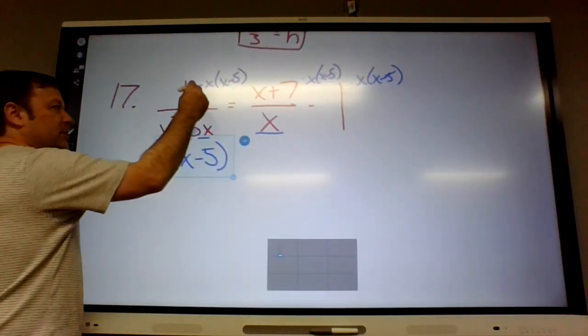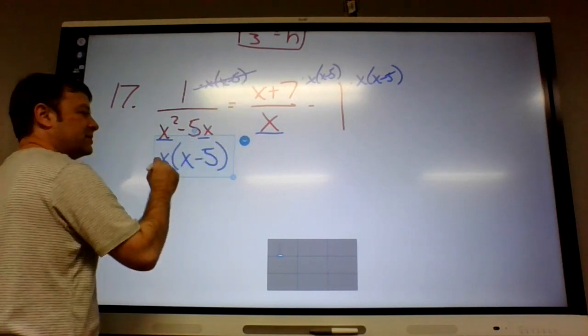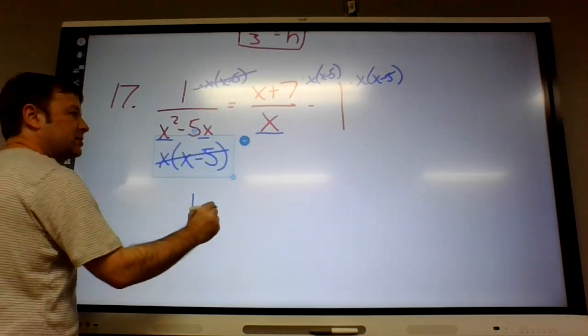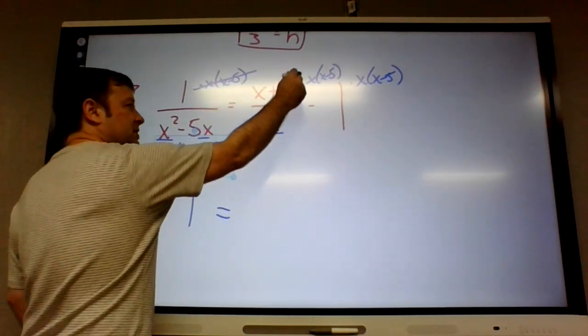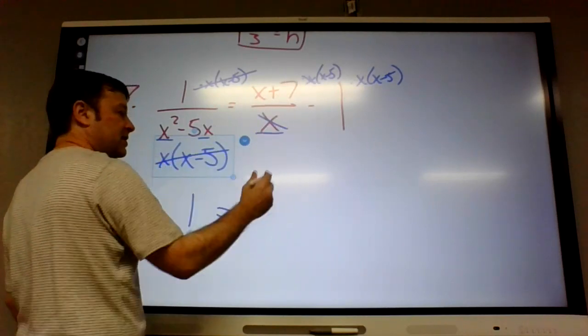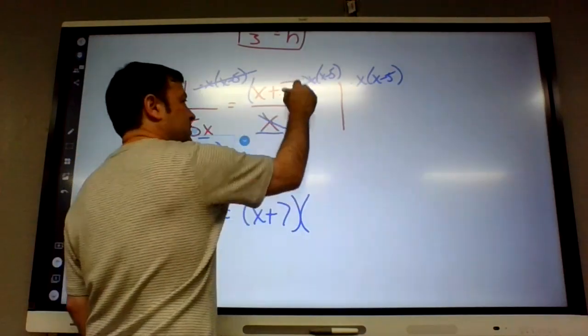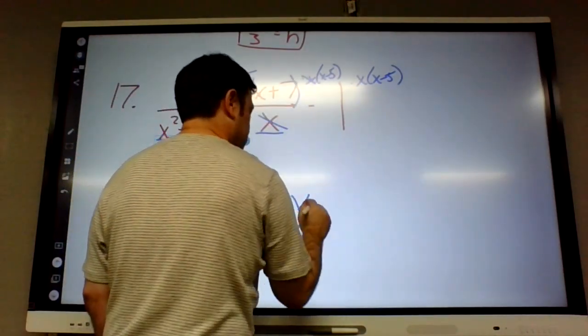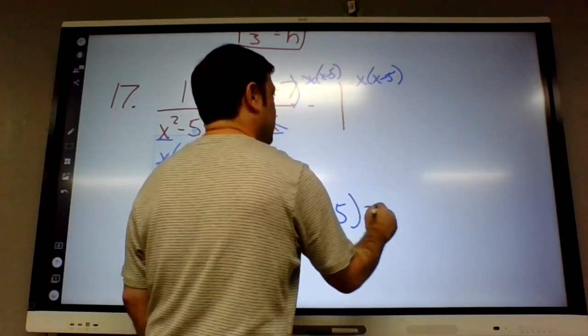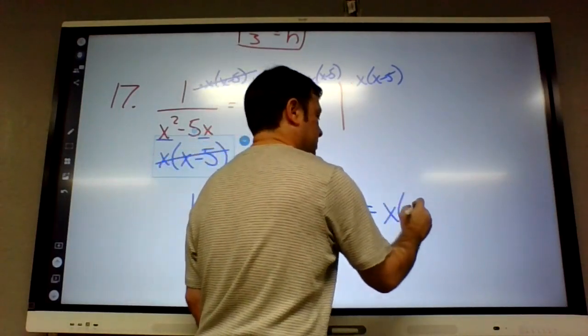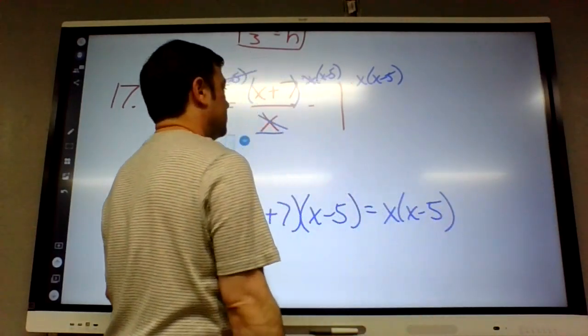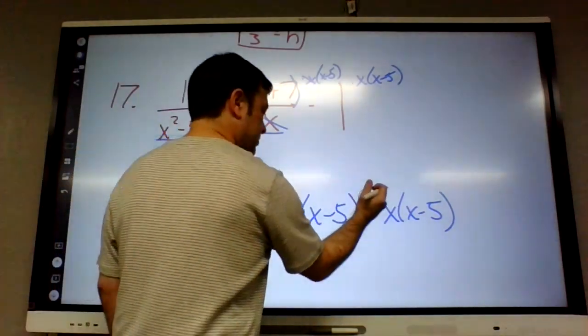So in this first term is the easy one because everything cancels out. So it's just a 1. On the second term, just the x's cancel out. So I have x plus 7. Whoops. Minus 5. And on this one, nothing cancels out. Whoops, that's not an equal, that's a minus.